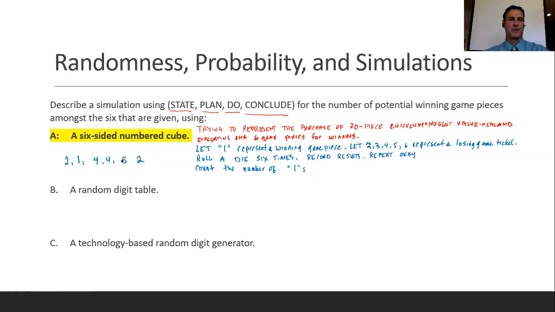Okay, so I count the number of 1s, and in this case, I just have 1. 1 out of 6. Okay, and we are good. And so we'll note that, and hopefully everybody else in the class did the same thing, and they'll have their own unique counts for the number of winning game pieces they had out of 6.